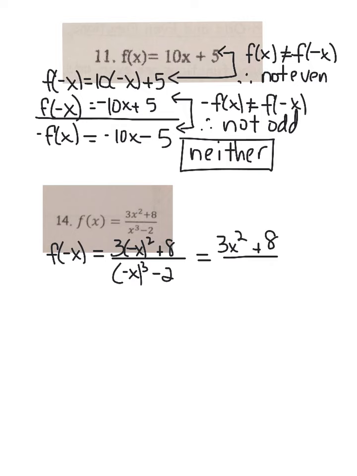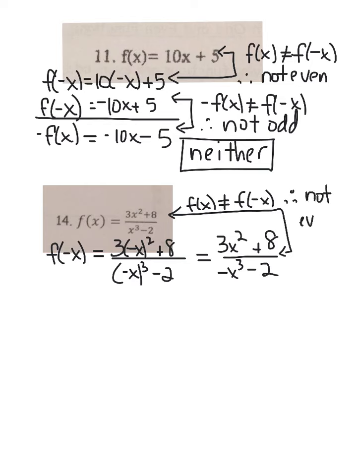And if I do down here, negative x times negative x times negative x, because there's 3 of them, right? That's going to be negative x cubed. So negative x cubed minus 2. Okay, compare these two, and I think you can see for yourself that those don't match. The denominators don't match. So I'm going to try to squeeze it in here. I'm going to write f of x is not equal to f of negative x. Okay, therefore not even, right?